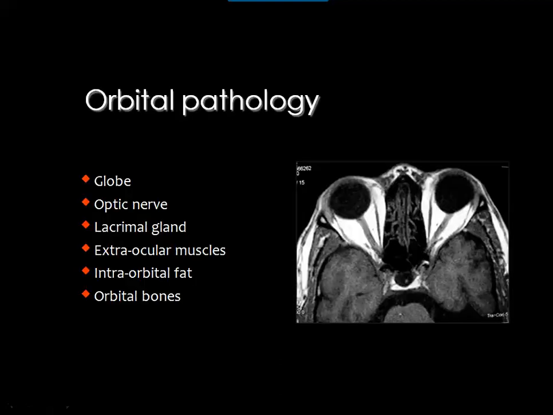Then one of the best ways, in my opinion, to handle the orbital pathology is to locate the different pathologic entities to a certain anatomic area. And we have 5 or 6 anatomic areas in the orbit. The first and the most important area is the region of the globe, then the optic nerve, then the lacrimal gland, then the extraocular muscles, then the intraorbital fat, and finally the orbital bones.